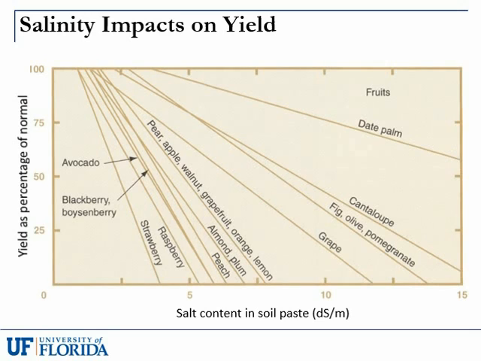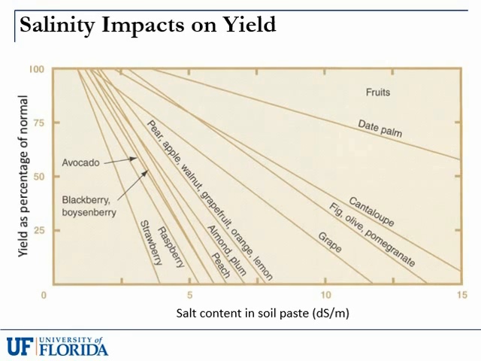This is a graph of your percent of normal yield. So this would be a normal yield with no salt impacts. And across the bottom, we're talking about the decisiemens per meter. So at 5, if we were to go up, you're going to get a 50% reduction in yield, theoretically. This is all going to depend on your system, the soils, and everything else. But these are pretty standard graphs that have been used worldwide.